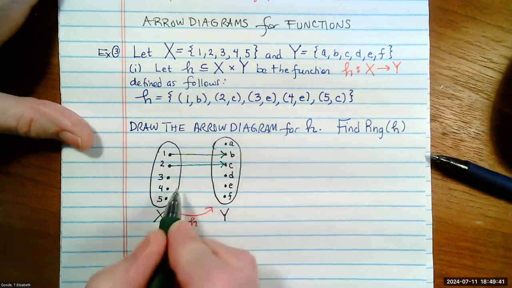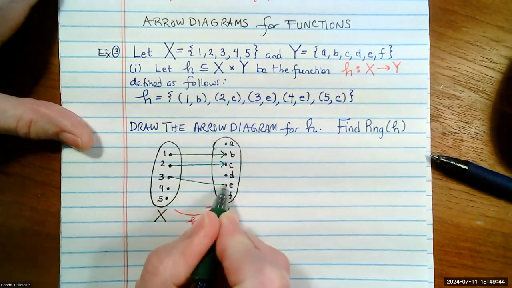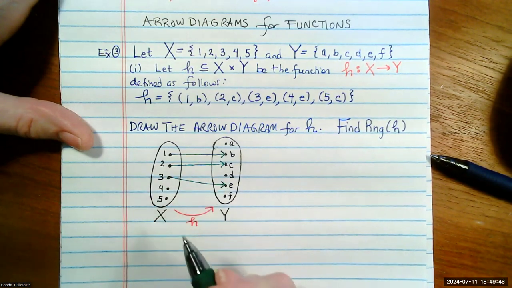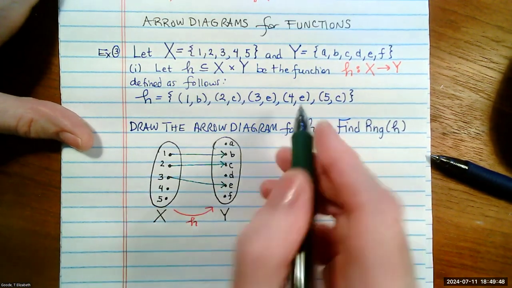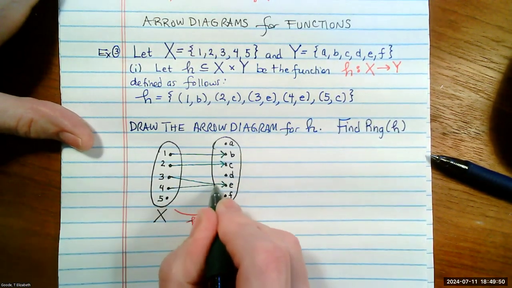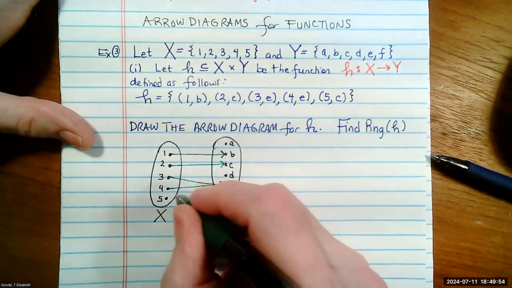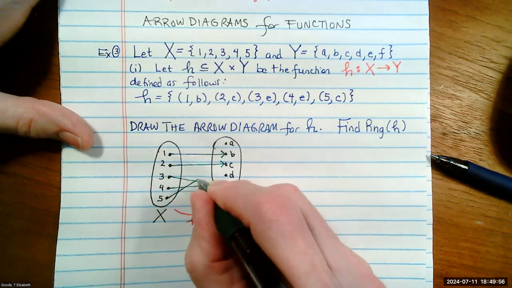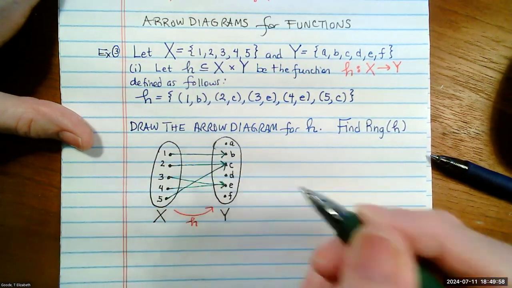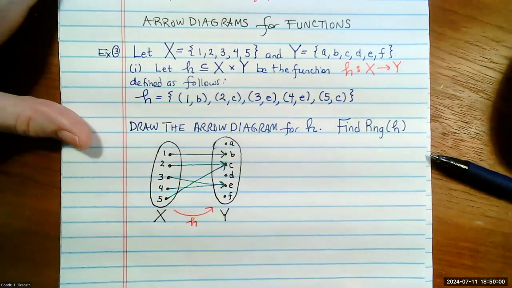3 maps to e, so 3 is going to e. 4 maps to e, so 4 is also going to map to e. 5 maps to c. Okay, that's the arrow diagram.